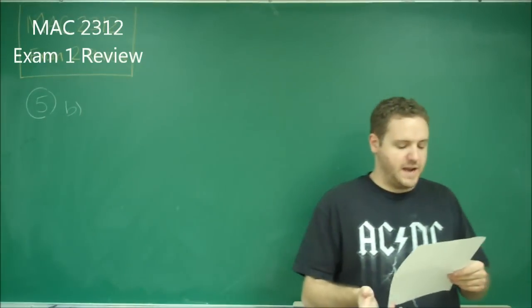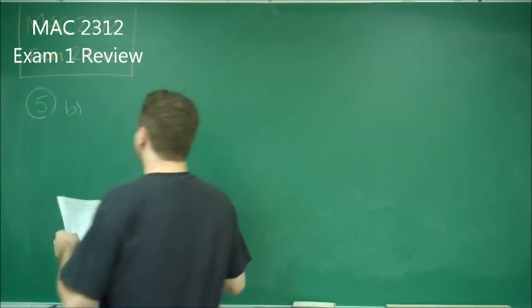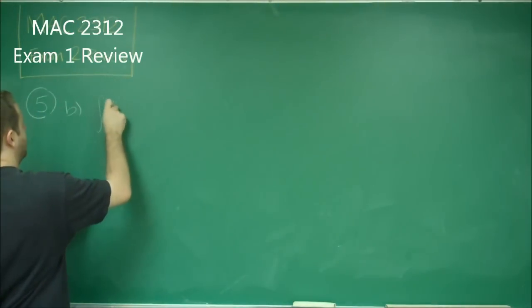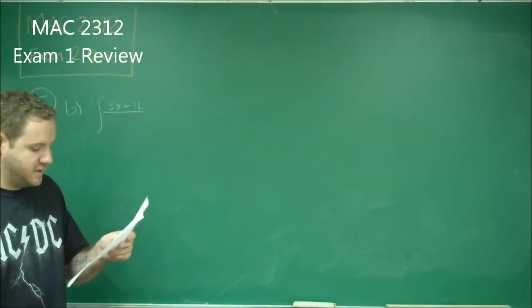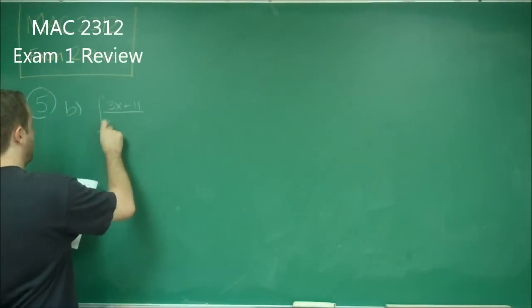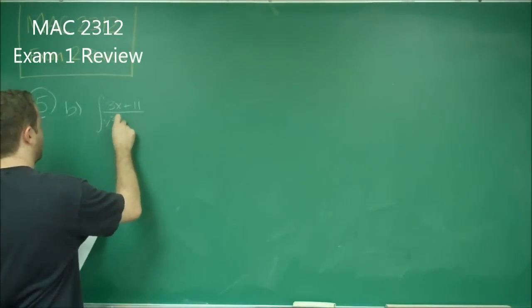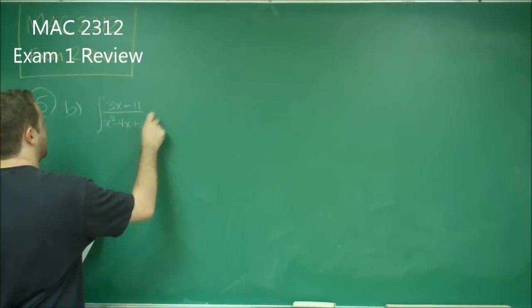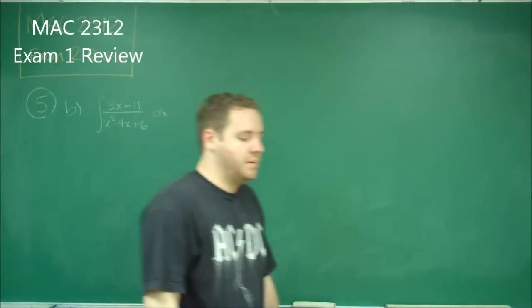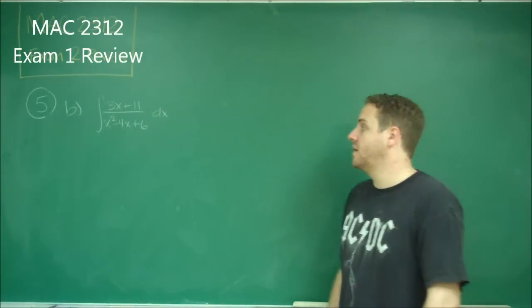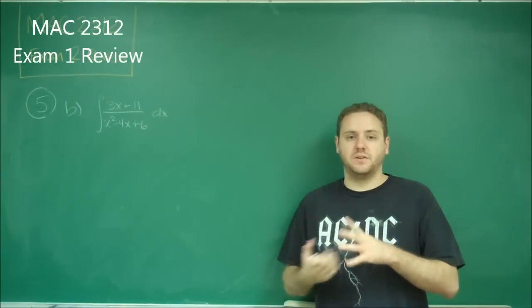We're doing another partial fraction decomposition. This one looks really similar to the last one we just did, except it's not going to work out quite as nice. So we have 3x plus 11 over x squared minus 4x plus 6. What you want to notice is our bottom term, the denominator, is not factorable by your standard method.